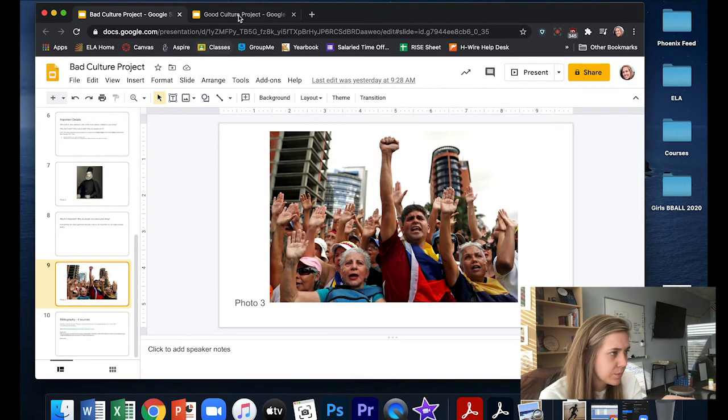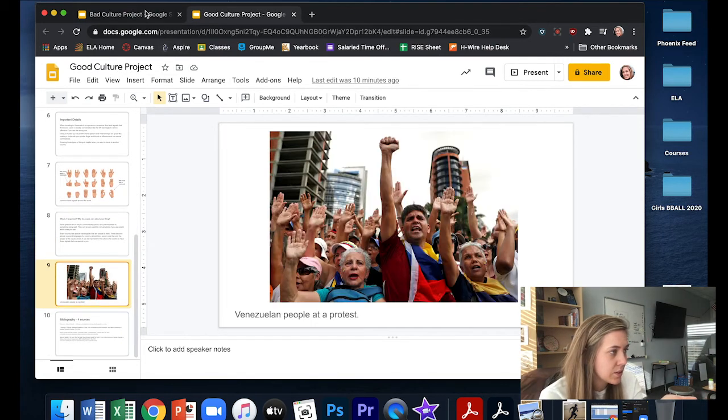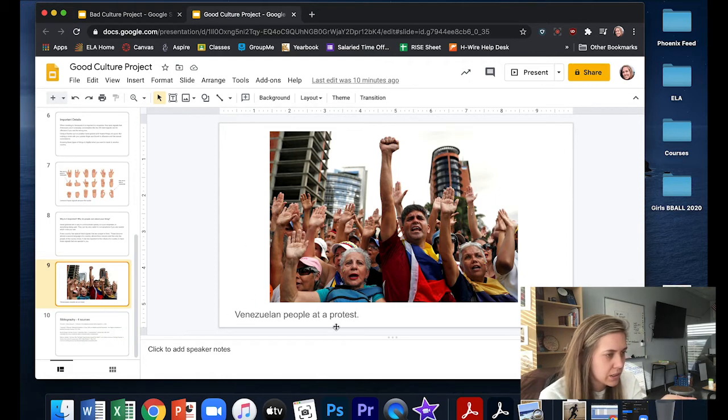The last photo is the same on each set of slides, but the difference is that on the bad slides, it just says photo 3. On the good slides, it explains what we're looking at, and it says Venezuelan people at a protest. And you'll notice they're all using their hands at this protest, right? They're all gesturing about something.